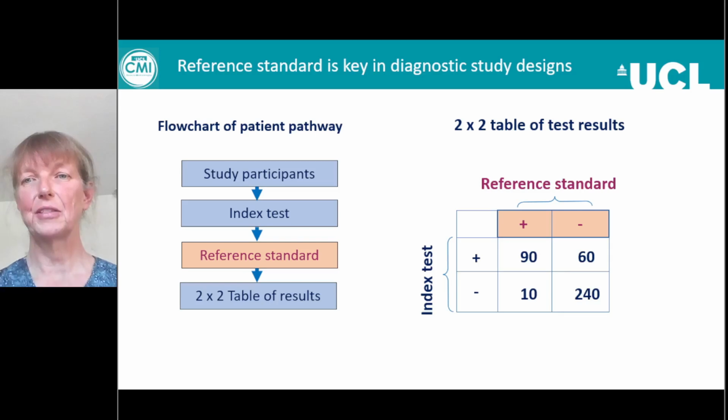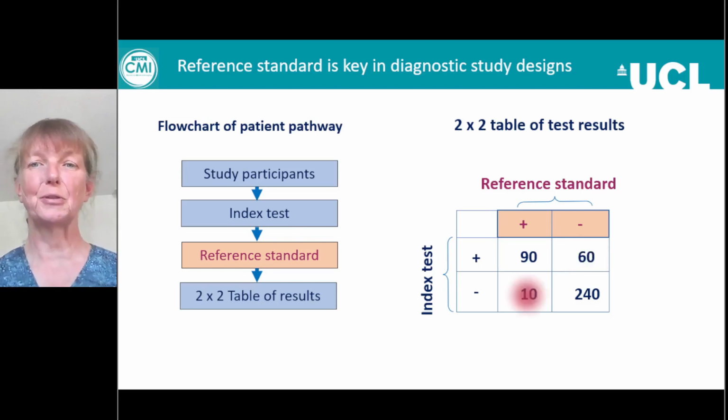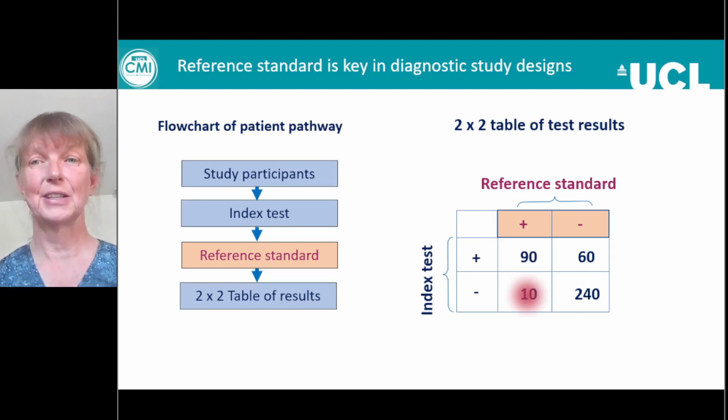Okay, you have the false positives, where the reference standard identifies they don't have disease, but the index test says they have. And then you have the false negatives, where the reference standard says they have the disease, but the index test says they don't.